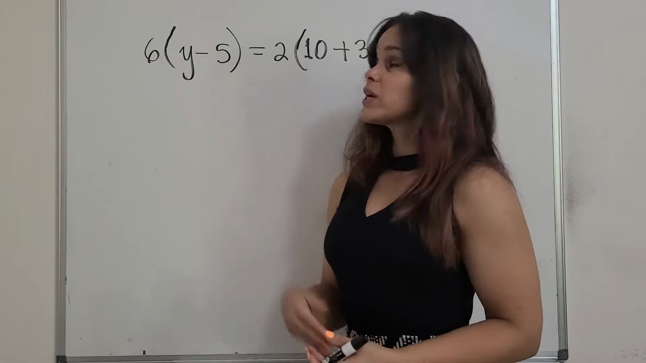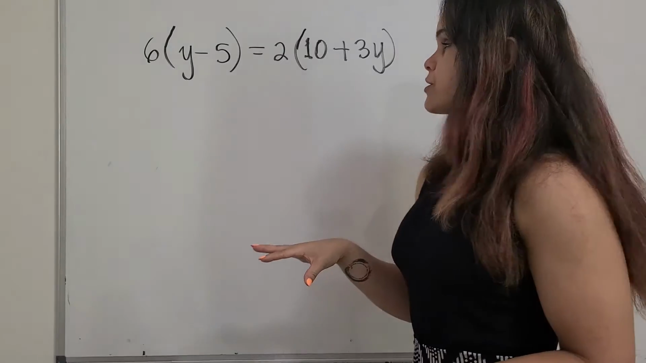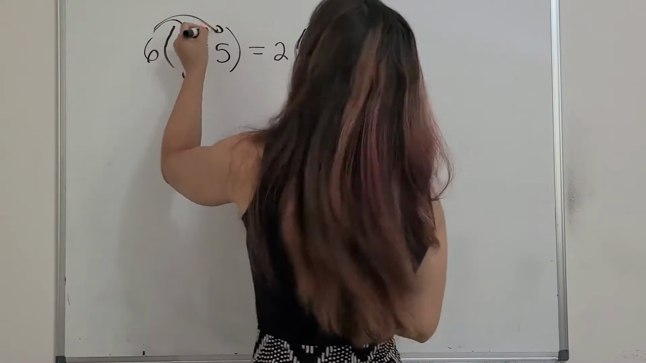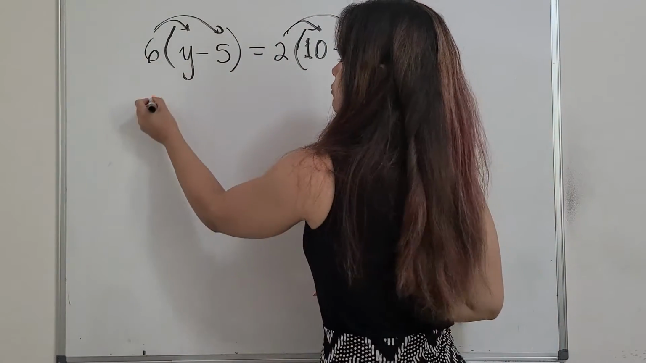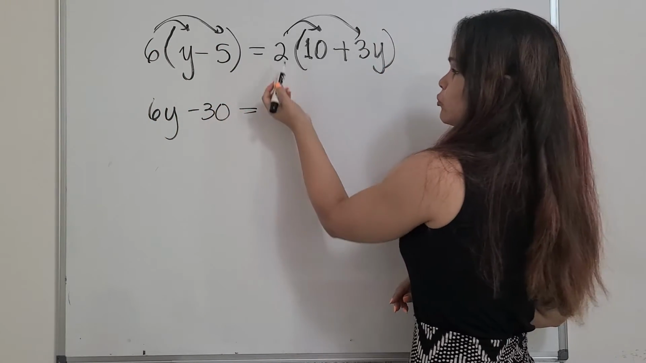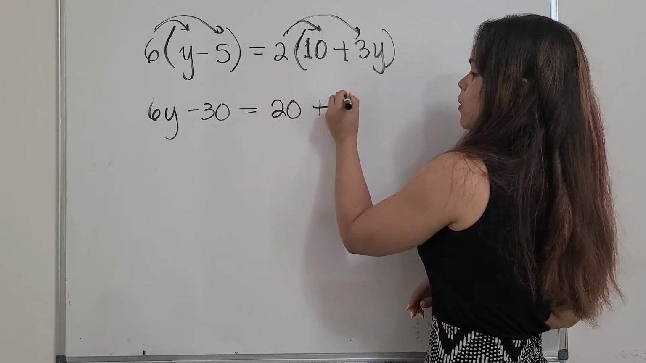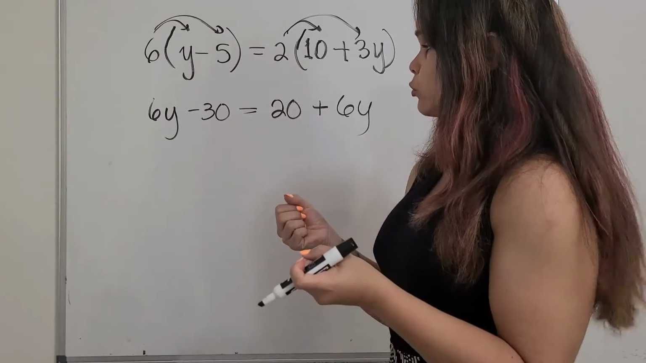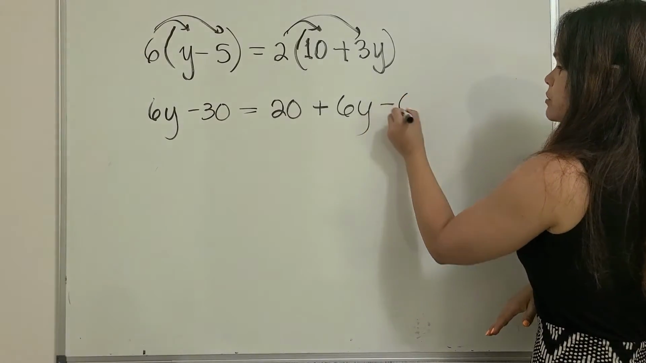Now let's see what happens when I solve this equation. I realize I have a parenthesis on both sides of the equation, so I'm going to apply the distributive property. So I'm going to multiply the 6 here, and the same thing here with the 2. So I'm going to have 6 times y minus 30 equal to 2 times 10 is 20 plus 6y. And I continue solving, so I have terms that have y, so I need to group them. I'm going to decide that I want them on the left side. So let's subtract 6y.